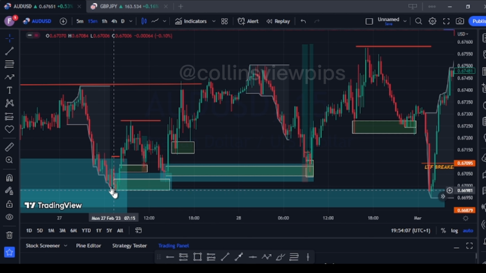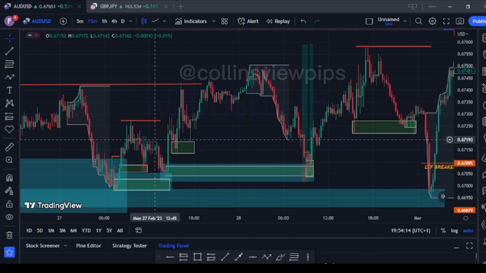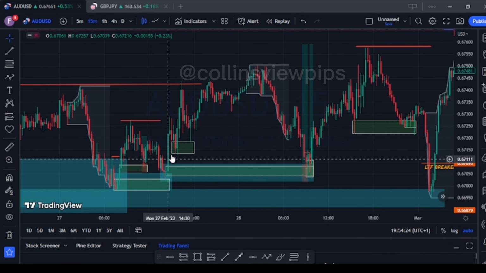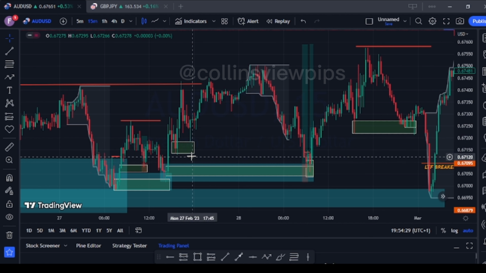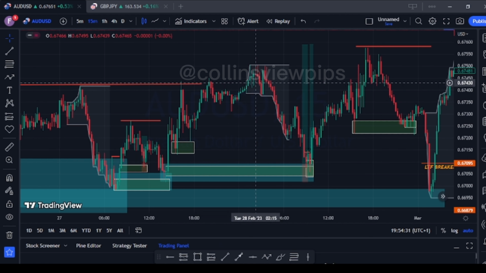Obviously, there was a reaction from the demand, a break of structure. So I was waiting for the reaction into the extreme for a continuation. This is more like a supply to demand switch. Then when the market got to the extreme, there was a break of structure again to the upside. As you can see, there's a lot of imbalance left, the market creating some liquidity. So I stayed out of the market for the whole day, seeing that there was no trade for me.